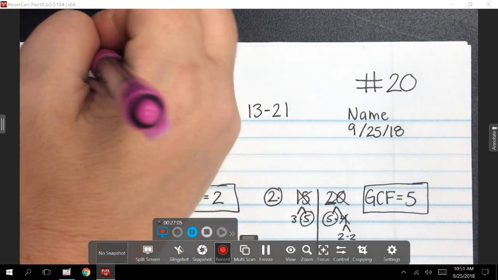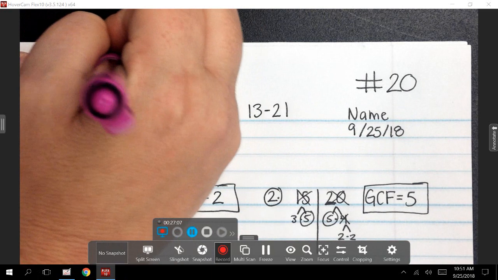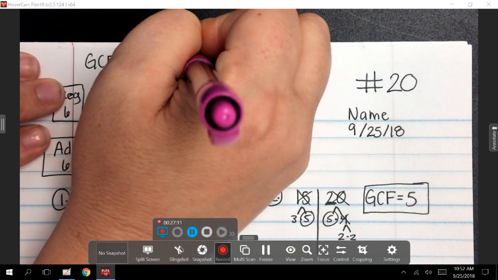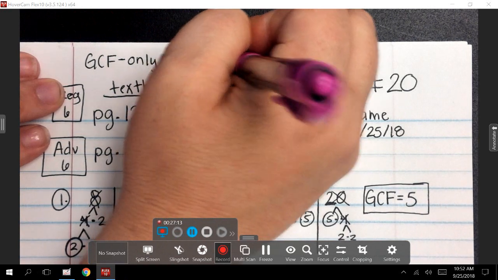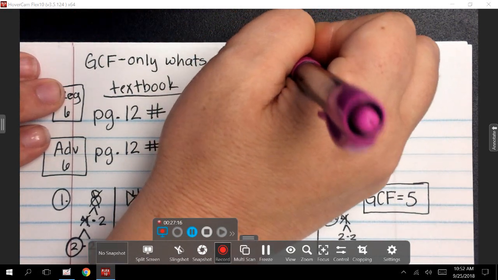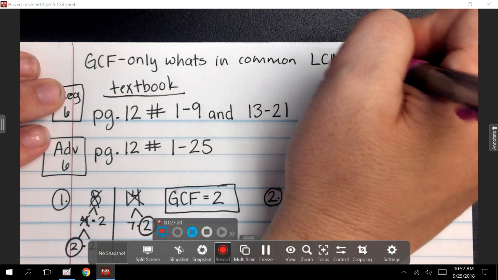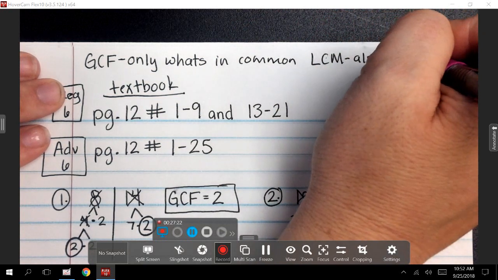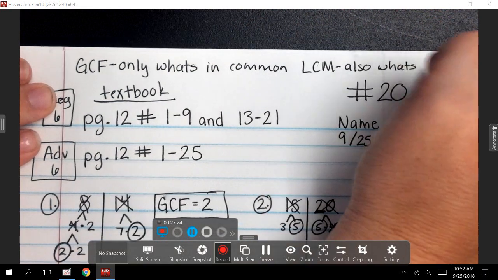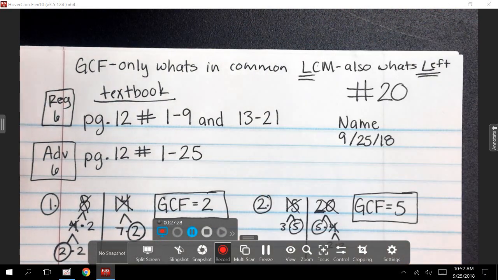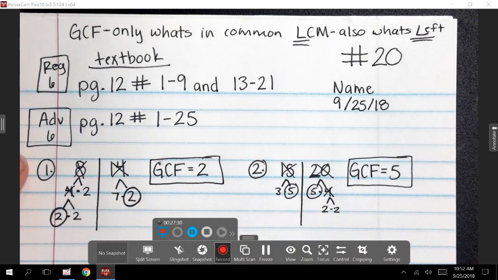Please remember, guys, GCF is only what's in common. LCM is also what's left. So that has that L in common for LCM and what's left, okay?